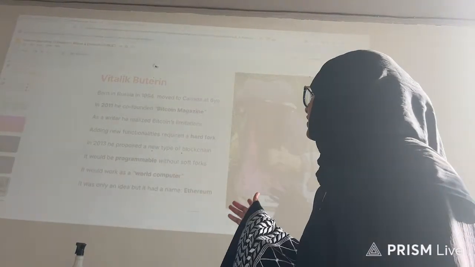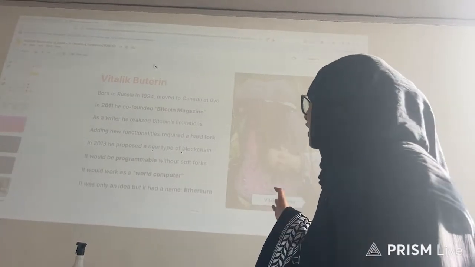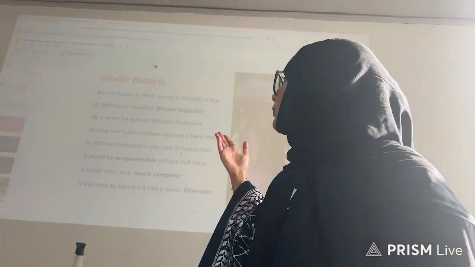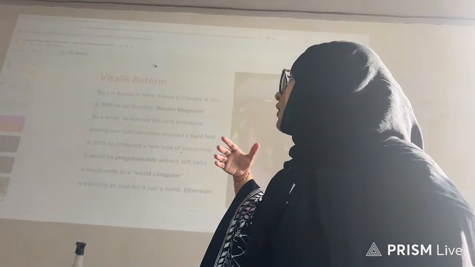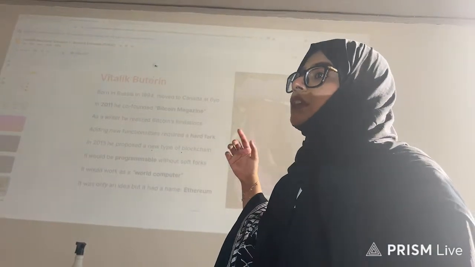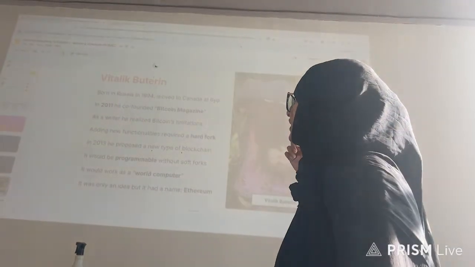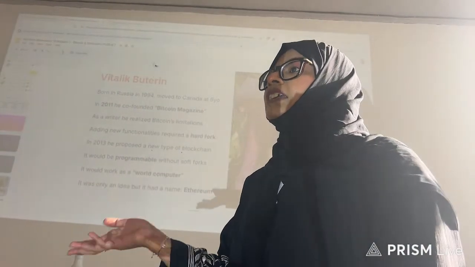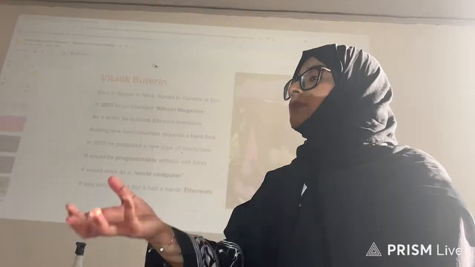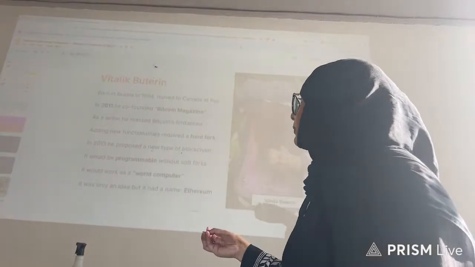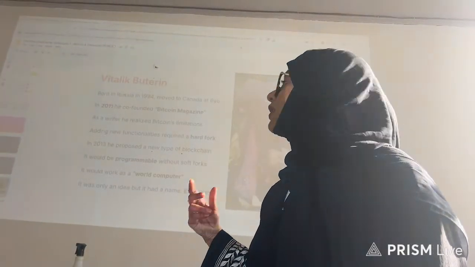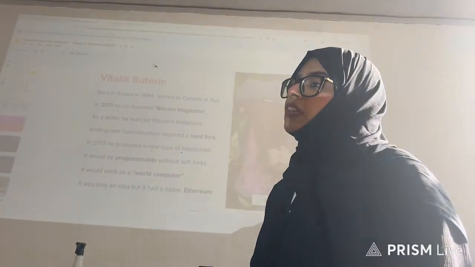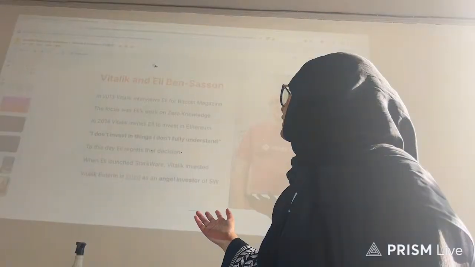Now we move on to Ethereum, where we were talking about how Ethereum was founded. Vitalik Buterin, who's the founder, was born in Russia, moved to Canada, co-founded Bitcoin Magazine, and he was a technical content writer when he understood the limitations of Bitcoin and that adding new functionalities to this blockchain required hard forks. So he proposed a new type of shared world computer, where it would be programmable, and it was only an idea until it became called Ethereum.